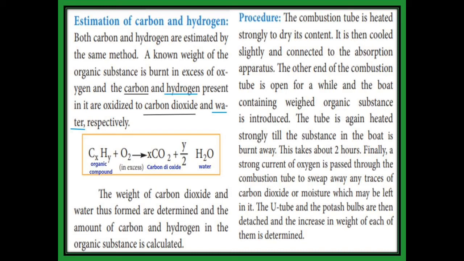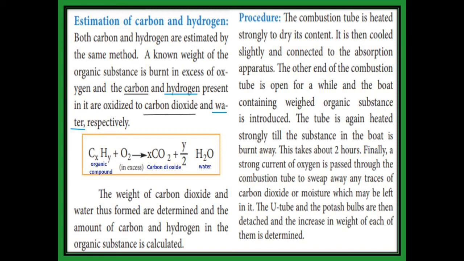Now in this slide the procedure is given. First of all, the horizontal tube is called the combustion tube. Please refer to the diagram on the previous slide. The combustion tube should be free from moisture or any other gases, so it is heated strongly. Afterward, the absorption apparatus is attached on the left-hand side: the U tube containing potassium hydroxide, not calcium chloride, the guard tube, and then the U tube containing pumice stone, all attached to the combustion tube.